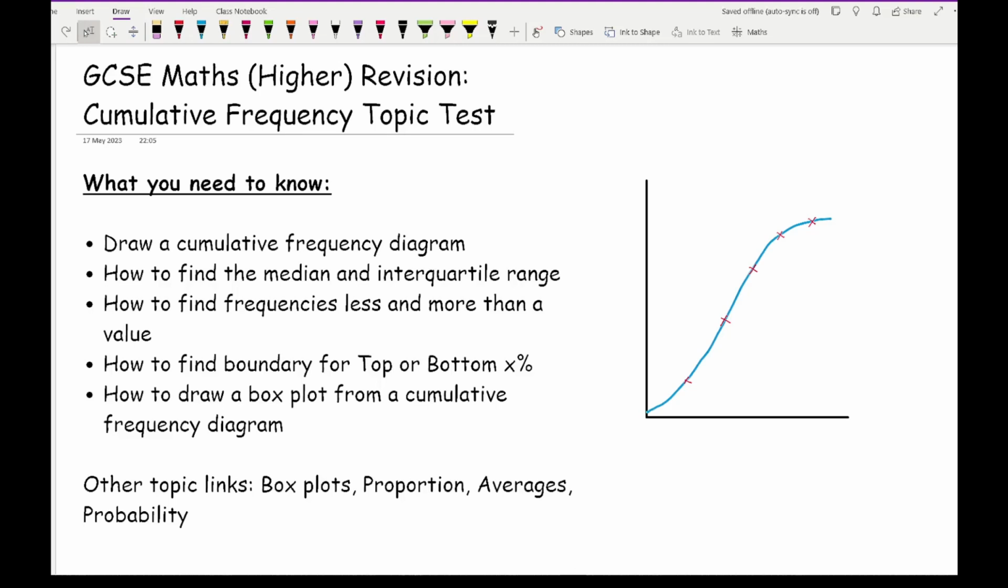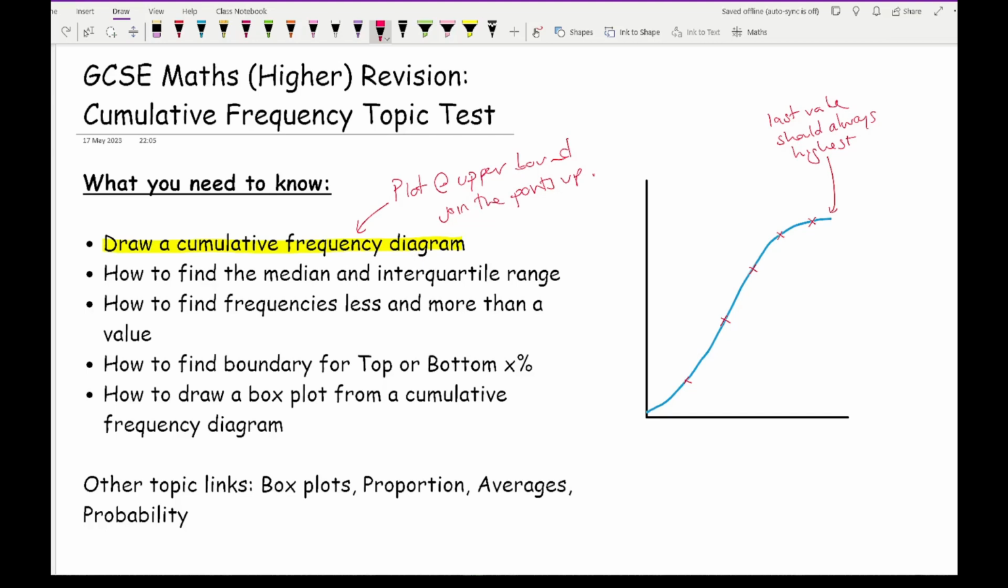Now, the key points of what you need to know when revising this particular topic: the first one is the obvious one, which is know how to draw a cumulative frequency diagram. For this, you need to make sure that you're aware that you always plot at the upper bound of the group and that you do join the points up, and that the last value should always be the highest frequency. So if you've got 100 people, then that last value needs to be 100. If there's 80 people, that needs to be 80.